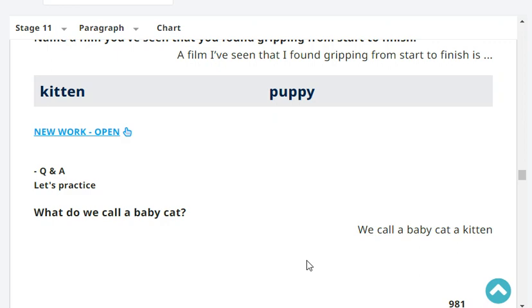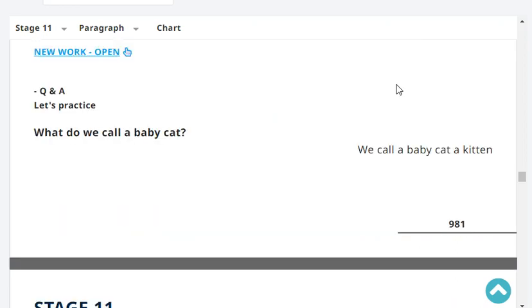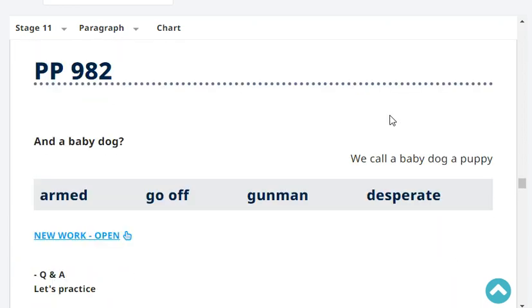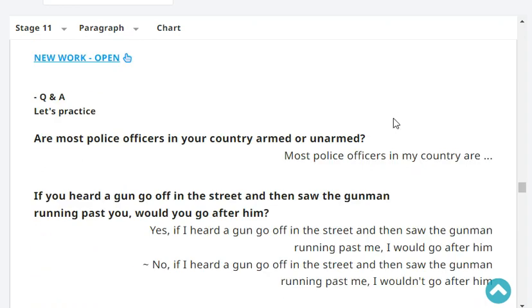What do we call a baby cat? We call a baby cat a kitten. And what do we call a baby dog? We call a baby dog a puppy. Very good.